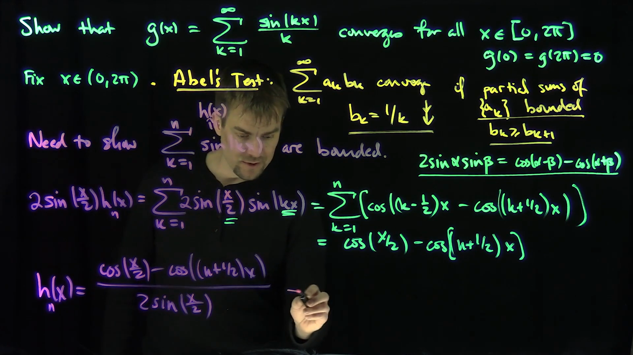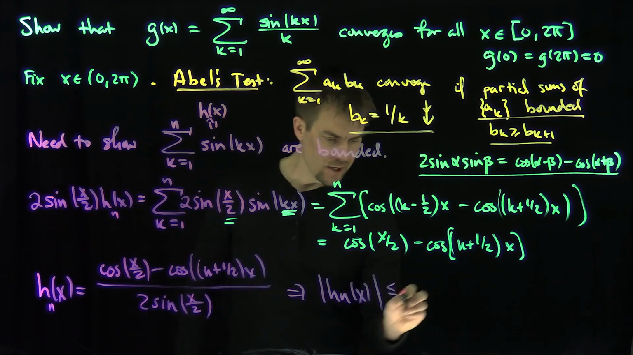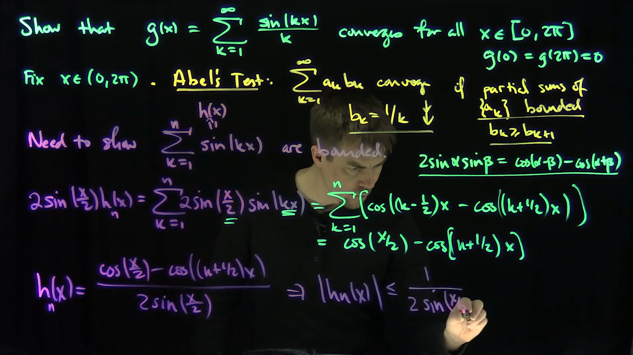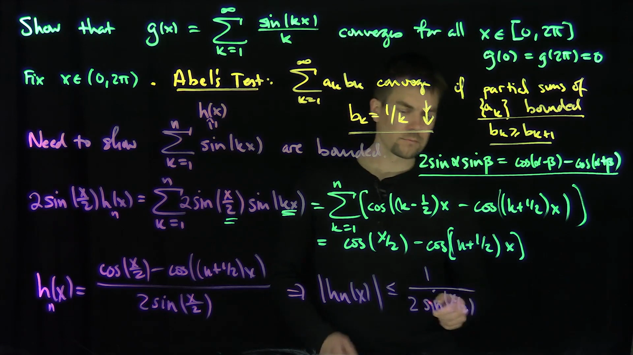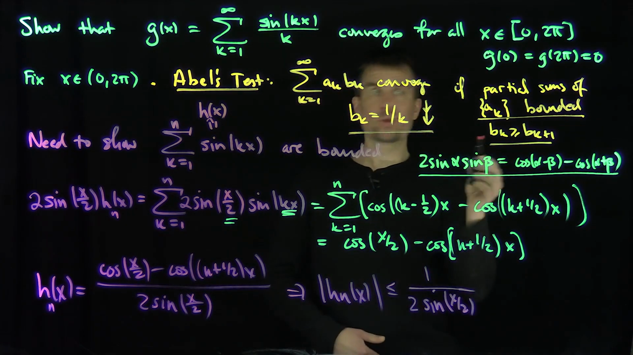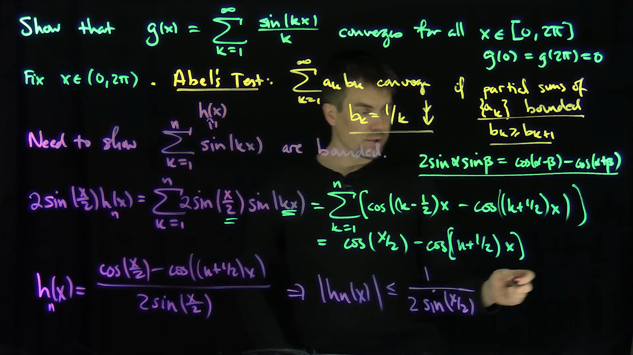And so now, of course, the numerator in absolute value can be no larger than 2, right? So this implies that the absolute value of h n of x is less than or equal to 1 over 2 times the sine of x over 2. Okay? And of course, what's the real danger over here? So now when x is between 0 and 2 pi, that says that x over 2 is between 0 and pi. So let's look at the graph of sine.